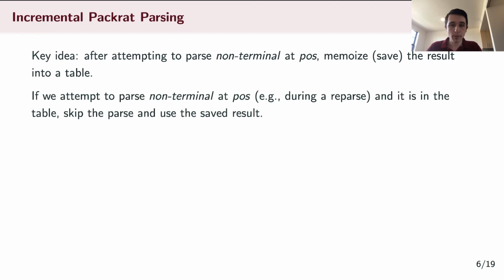So maybe parsing that non-terminal at that position failed. We had a match failure, and in that case, we're going to save that result into our table, or maybe it succeeded, in which case we're going to save some information about how it succeeded into our table. And then if we ever try to reparse the non-terminal at that position, then we can reuse the information from our table to either know that the match will fail, or to skip ahead and just use the result that was saved into our table from the successful previous parse.